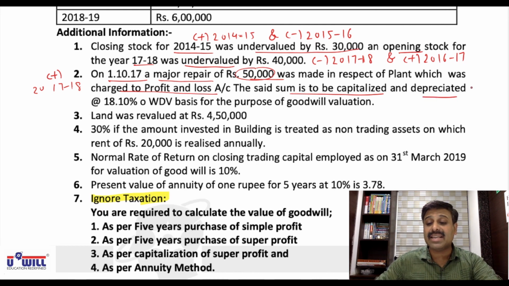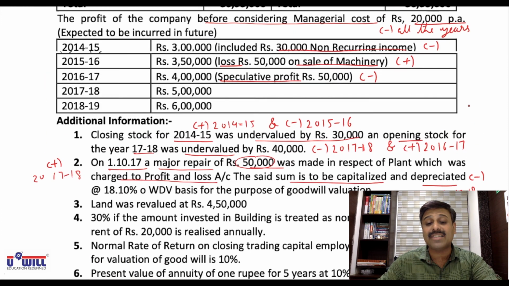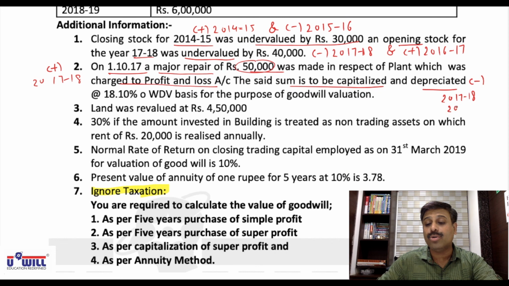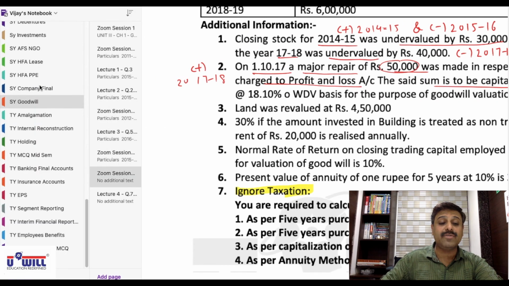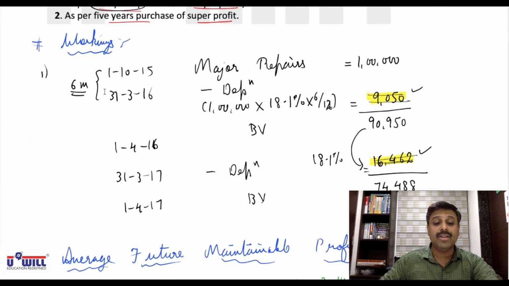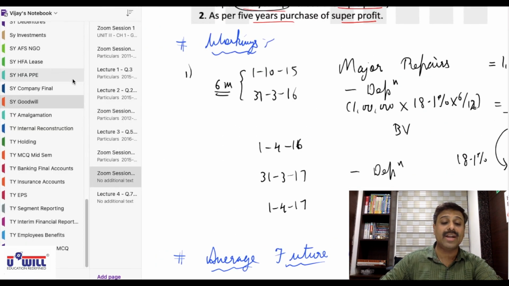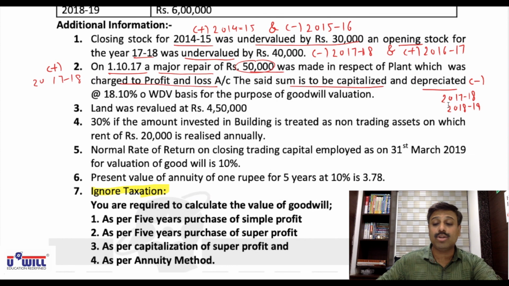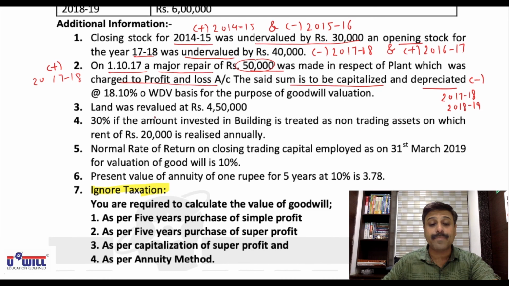And its depreciation we have to minus in 2017 to 18 as well as 2018 to 19. Working of depreciation will have to be done as we had done even in question number 12. So this kind of workings of major repairs will be first done by you to find the depreciation of 2 years, and those depreciations you'll minus in 17 to 18 and 18 to 19.